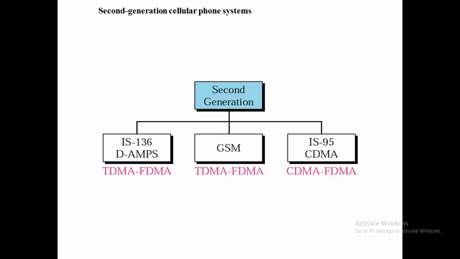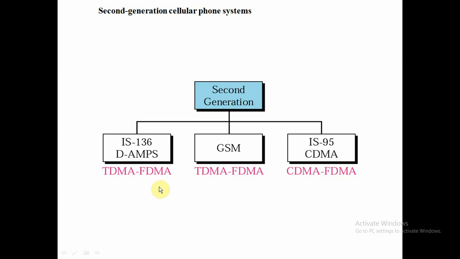GSM, Global System for Mobile communication, is a European standard that was developed to provide a common second generation technology for all of Europe. The aim was to replace a number of incompatible first generation technologies.